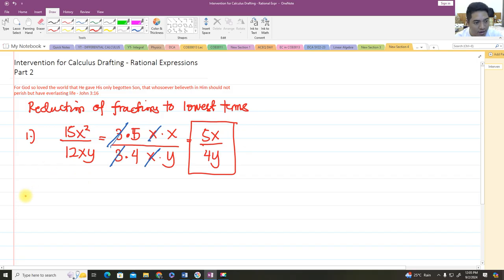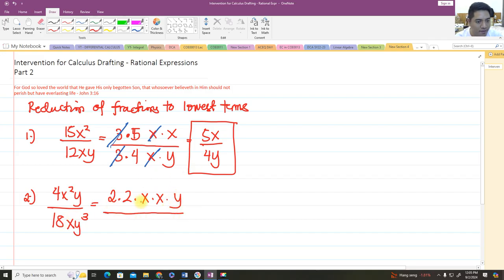For letter number 2, we have 4x squared y all over 18x y cubed. So we have 2 times 2, that is 4. Then we have x squared, so we have x times x, and then y all over 2 times 9. They are both divisible by 2, so we isolate 2 and multiply it by 9. So you have x, y times y times y because of the y cubed.